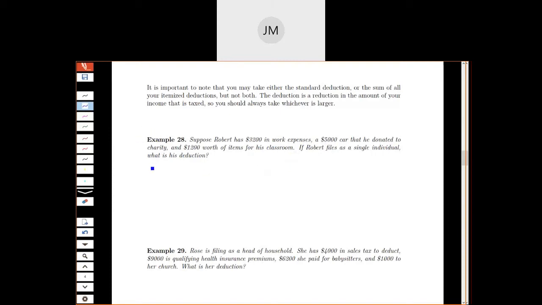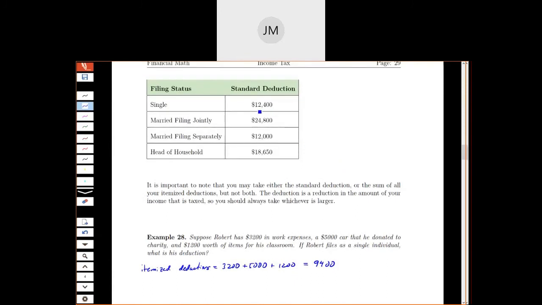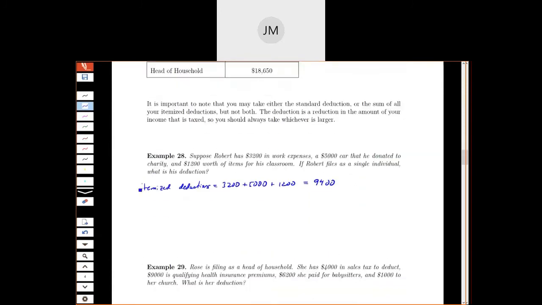So if I add these up, the total of our itemized deductions, we have $3,200 plus $500 plus $1,200. And when we add these up, we get $4,900. Robert's filing as an individual. And for an individual, the standard deduction is $12,400. That's worth more. So in this case, Robert should use the standard deduction, and then he would not use his itemized deductions. So his deduction is $12,400.